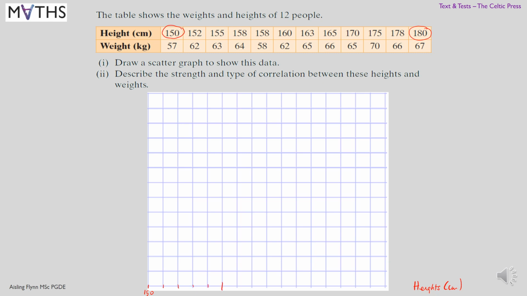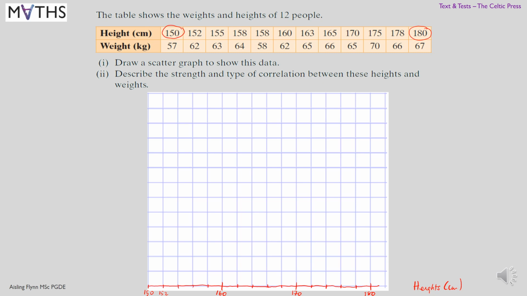If I give each box as 2, that would be 152, 154, 156, 158. This would be 160, and there are 5 boxes between that and 170, and the same again between that and 180. So nicely spaced out. Now if I had a ruler, of course, I'd draw a nice straight axis along here, and that is heights measured in centimeters.